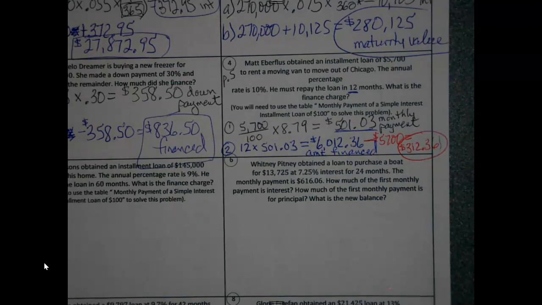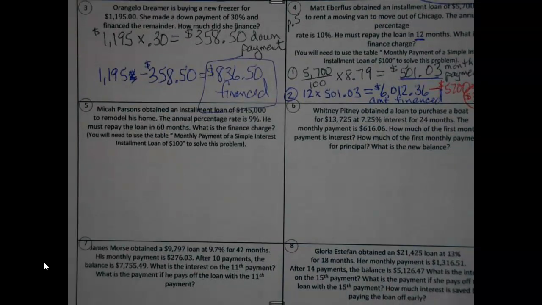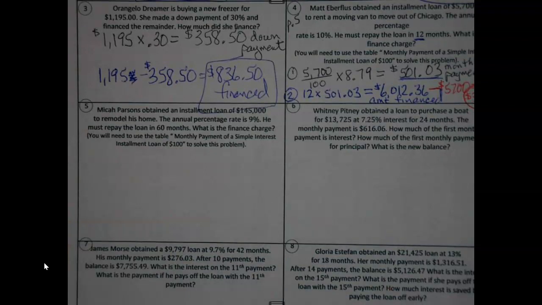Okay. We only got one problem using the chart, though. We're done with the chart. If you're like, chart, going through now. Micah obtained an installment loan of $145,000. We got some big money customers here today. To remodel his home. The annual percentage rate is 9%. He must repay the loan in 60 months. What's the finance charge? I just get done saying that we're not going to use the chart anymore, and I got to use the chart. Good job, Hardy. We'll use number 4 as our example here.